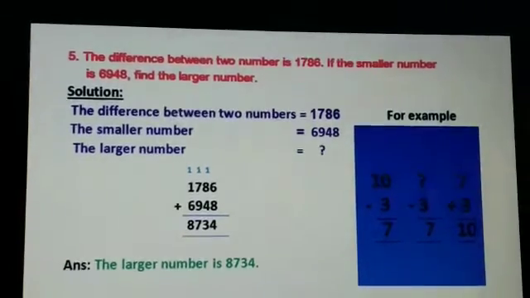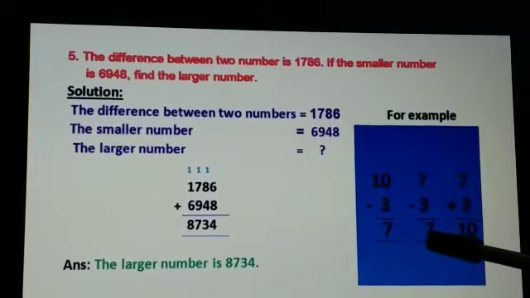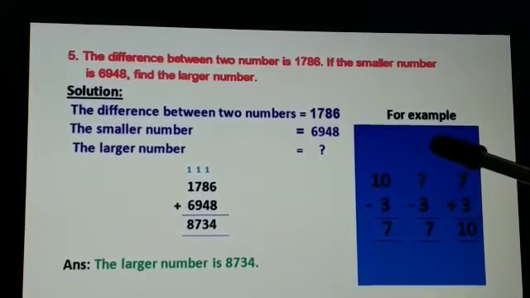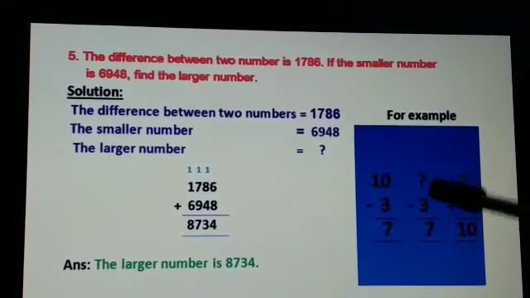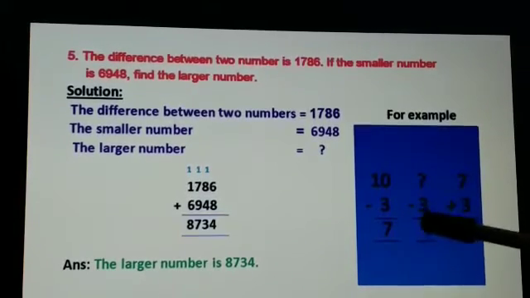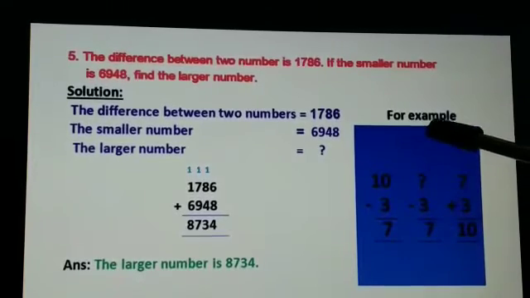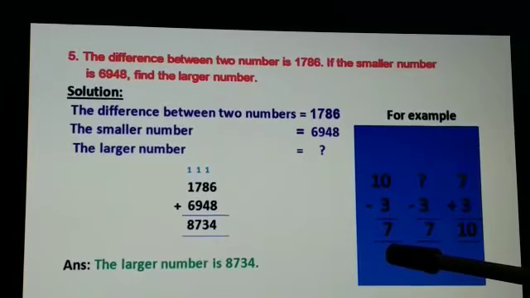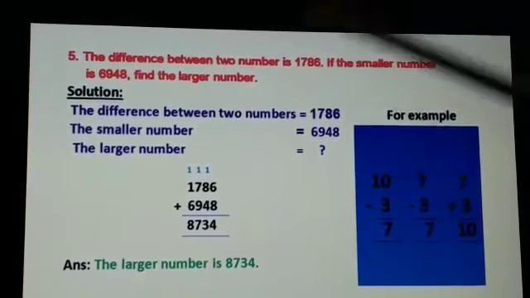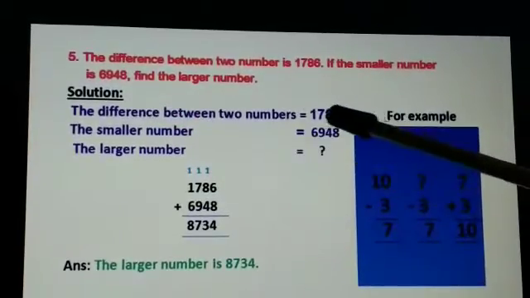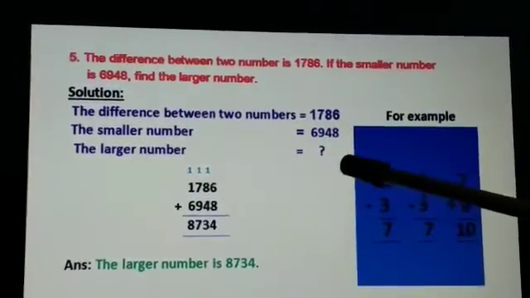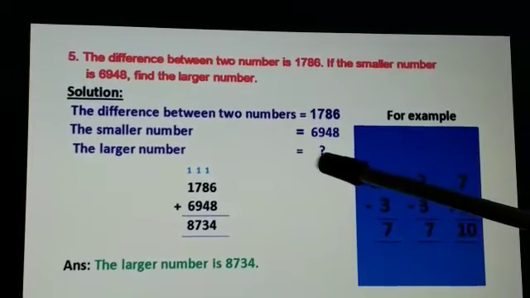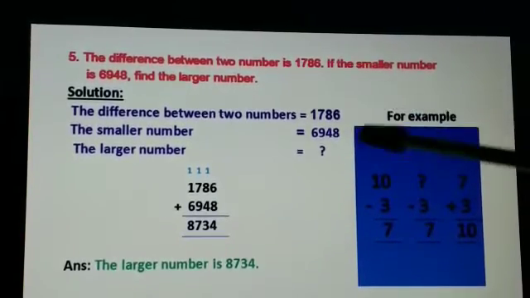But in this question, the smaller number is given, the difference is given, and we have to find the larger number. Okay? If smaller number and difference is given, we have to add these two numbers to find the larger number. Then we will add these two numbers. 7 plus 3 is equal to 10. That means 10 is the larger number. 10 minus 3 is equal to 7. Okay. Come to this question. The difference between two numbers is given, the smaller number is given and we have to find the larger number. To find the larger number, we have to add these two numbers.